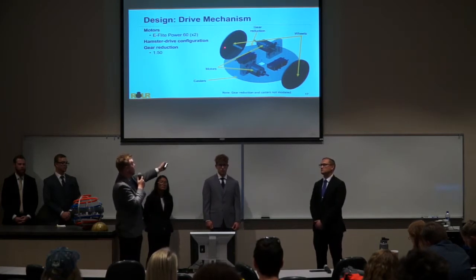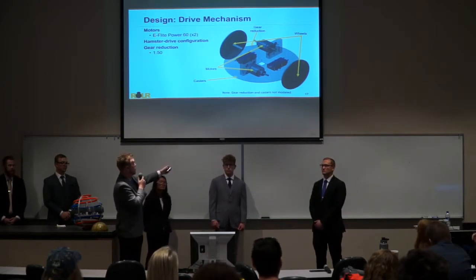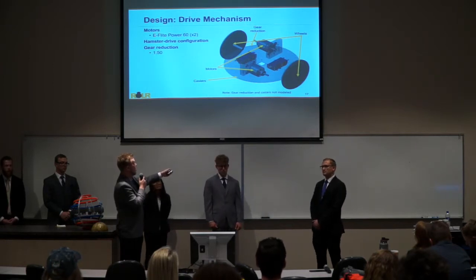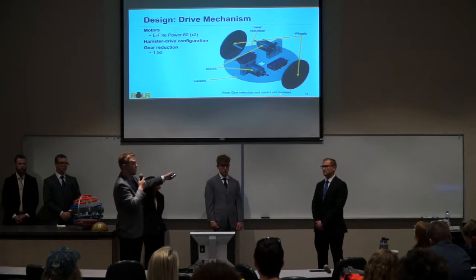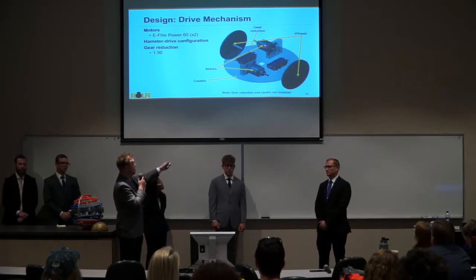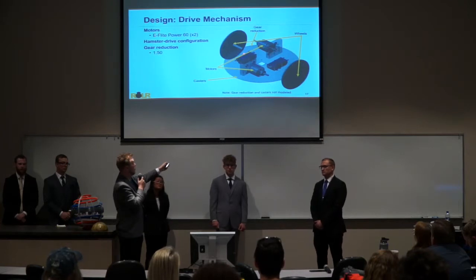So as you can see here, we have the 2 wheels on either side of the sled. The E-Flight Power 60s are modeled here with our gear reduction and casters not being modeled as of yet. That will be added on after further development. But the gear reduction will take place in between the motor output shaft and the wheel axle here.